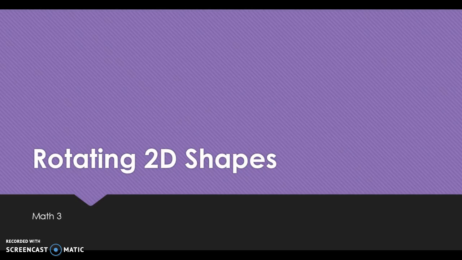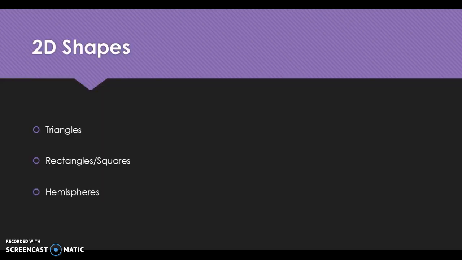Now we're going to take these 2D shapes we've been looking at and rotate them around either the X or the Y axis or one of their sides to make a 3D shape. So some of the 2D shapes that we'll be rotating are going to be triangles, rectangles or squares, and hemispheres. And whenever we rotate them, we're going to get different 3D shapes.